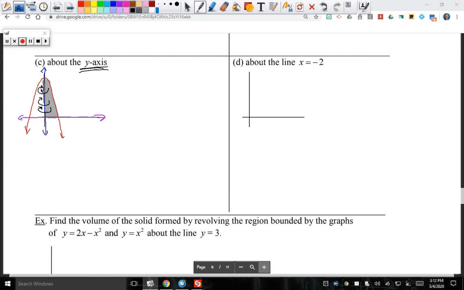Okay? What do I do, guys? Help me out. How do I start? Okay, so are these vertical slices or horizontal slices? Horizontal. So, dy. Perfect. I concur.